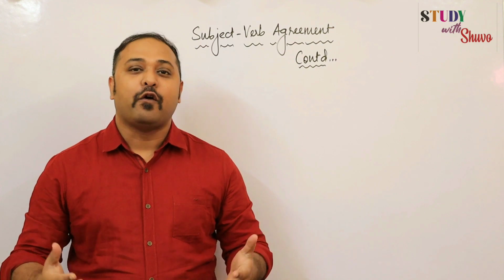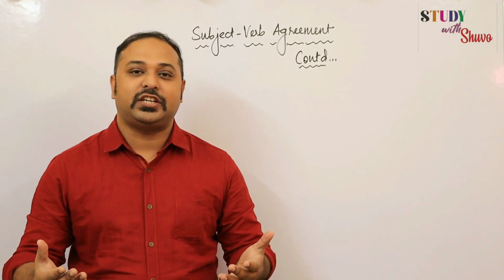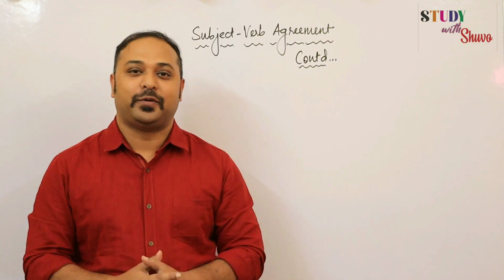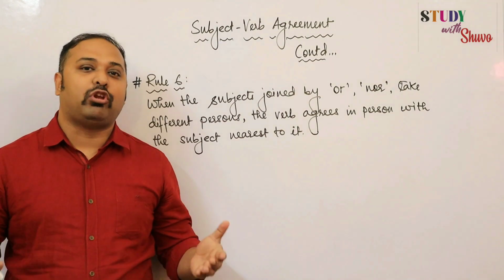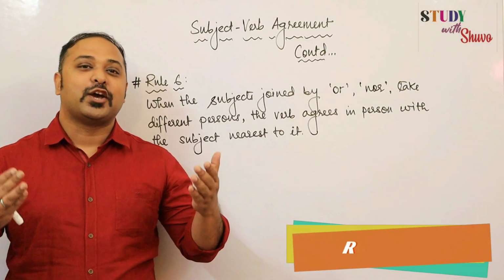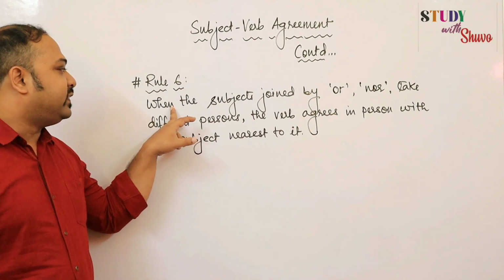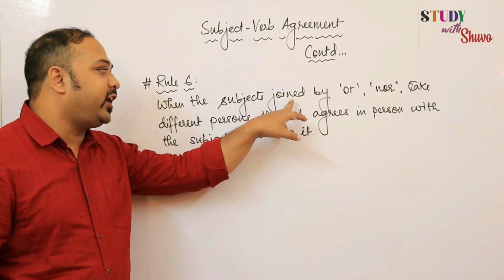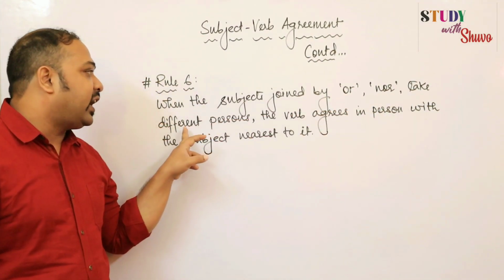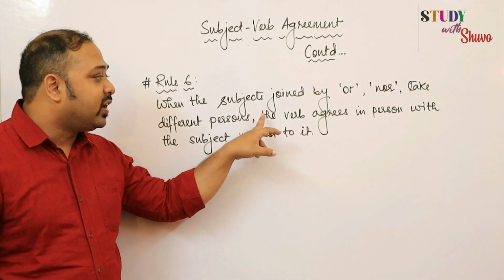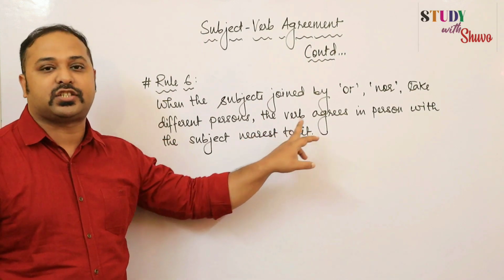Today, we will learn 5 more rules of this chapter. So let us proceed with the next rule. So children, we are here with the next rule of subject-verb agreement, and that is rule number 6. Rule number 6 states that when the subjects are joined by conjunctions like or, nor, they take different persons. The verb agrees in person with the subject nearest to it.